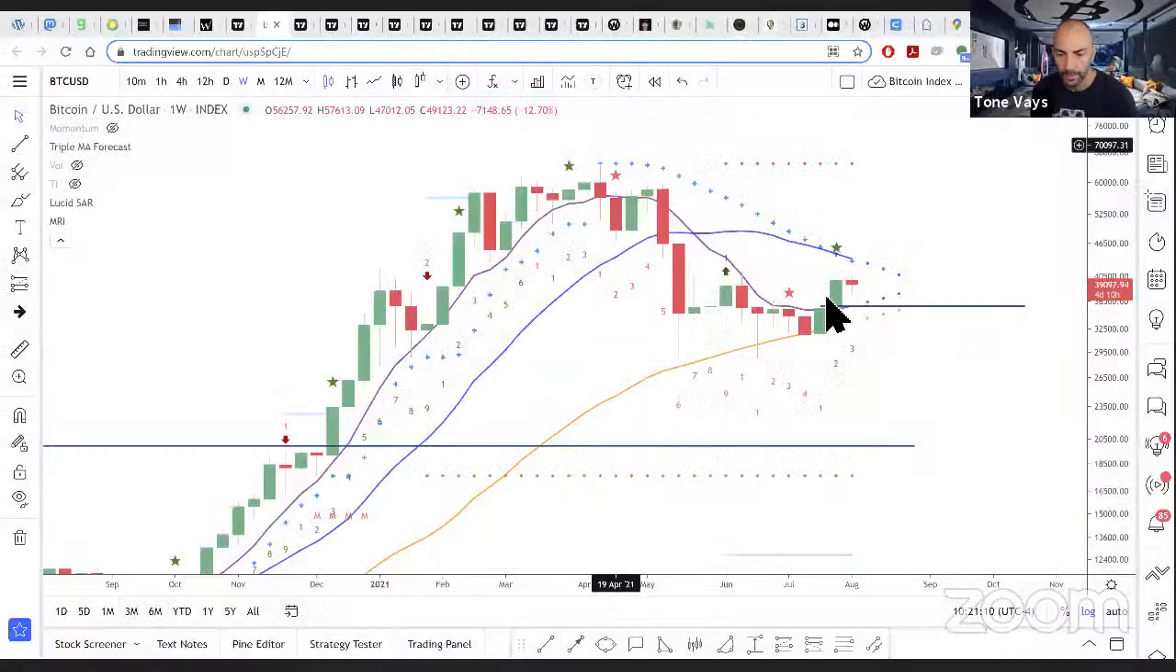All right, let's go to the charts. So here is the weekly chart. The week is almost halfway through, and we are bouncing rather nicely. And I'm liking the probability of closing this week as a green candle.